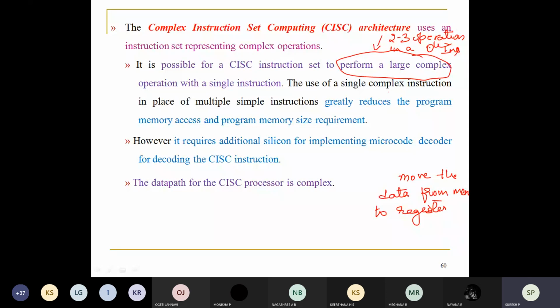But what is the problem we are going to have? It requires additional circuitry for that.